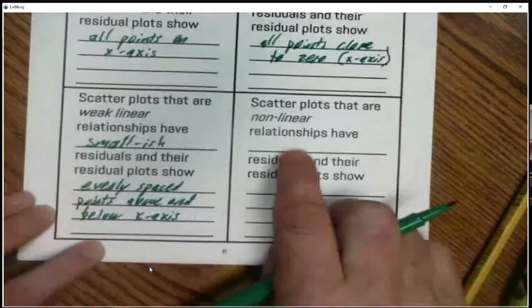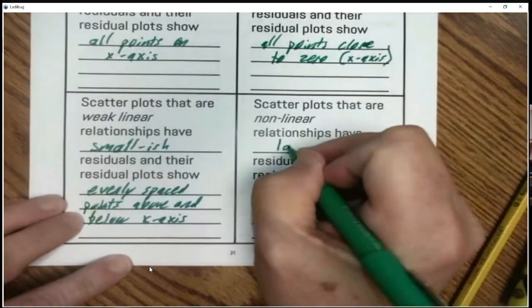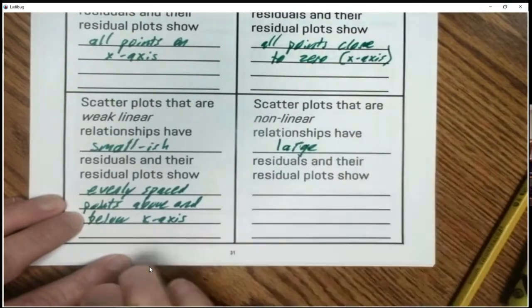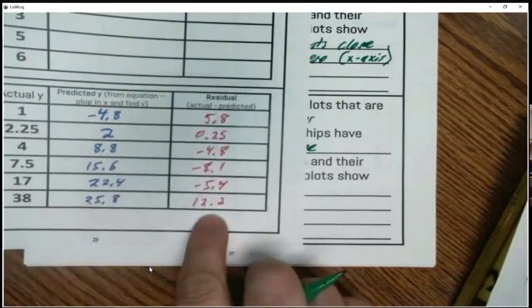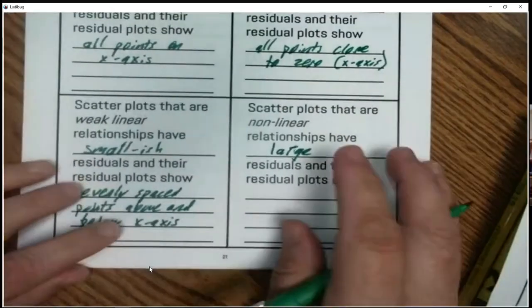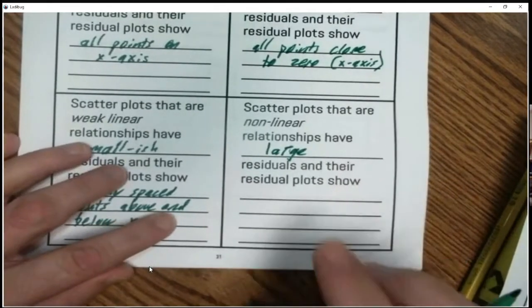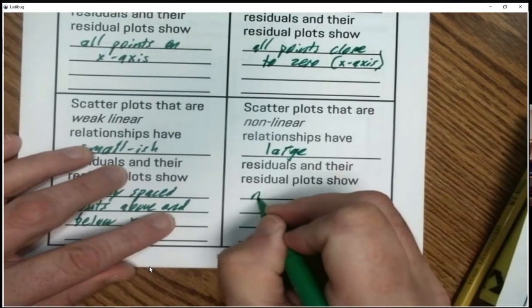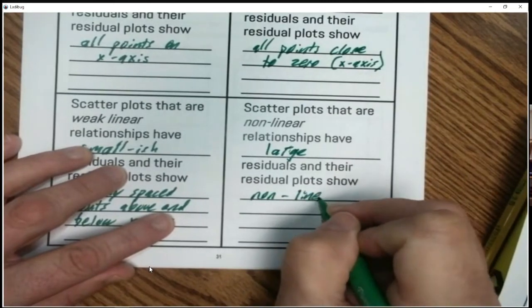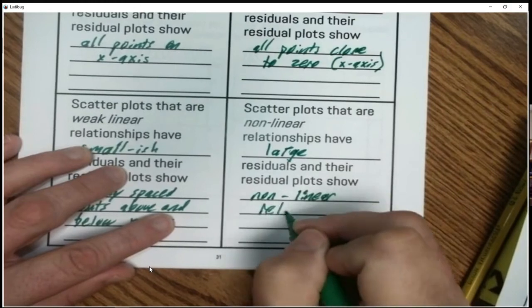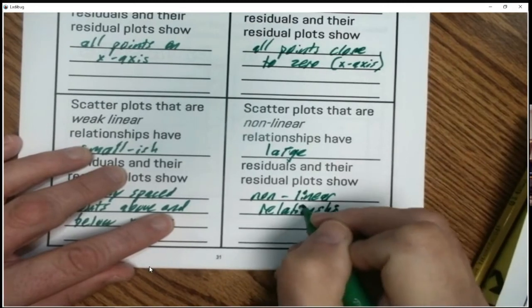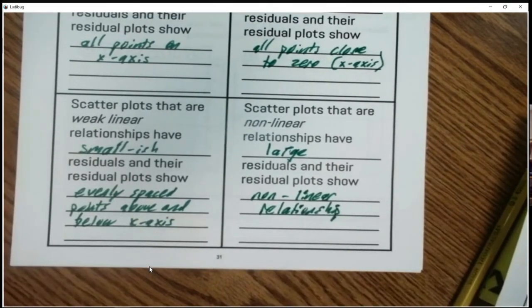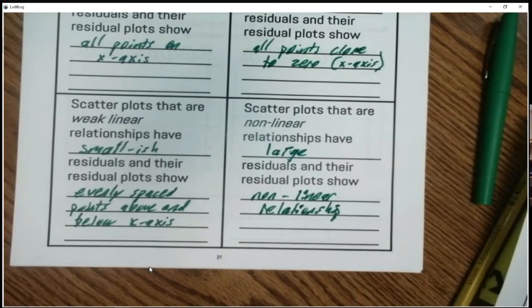And then scatter plots that are nonlinear relationships have large residuals, which we saw with that last data. The last one we had when it has 5.8 and 12.2 and -8. And the residual plots show nonlinear relationship. We'll say it that way. Because we saw that it didn't even look linear. The plot, the residual plots did not even look linear. It showed a big curve on the residual plot even.